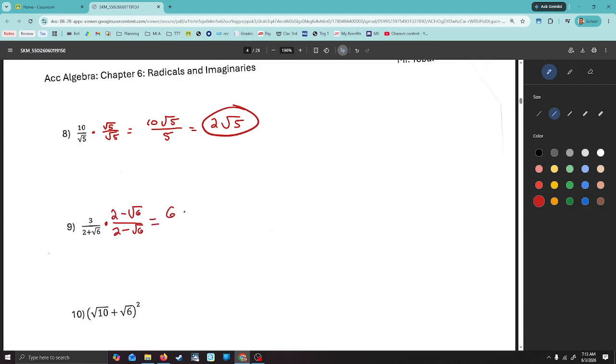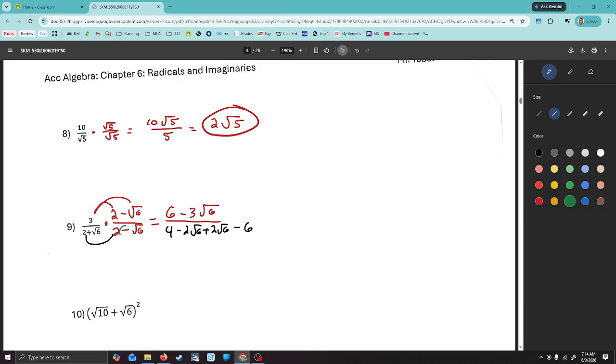On top, it's going to be 6 minus 3 root 6. I just distribute this 3 to here and here. On the bottom, it's going to be a difference of squares when you FOIL. So you're going to get 2 times 2, which is 4. 2 times negative root 6 is negative 2 root 6. Root 6 times 2 is positive 2 root 6. And then root 6 times negative root 6 is root negative 36, or just 6.